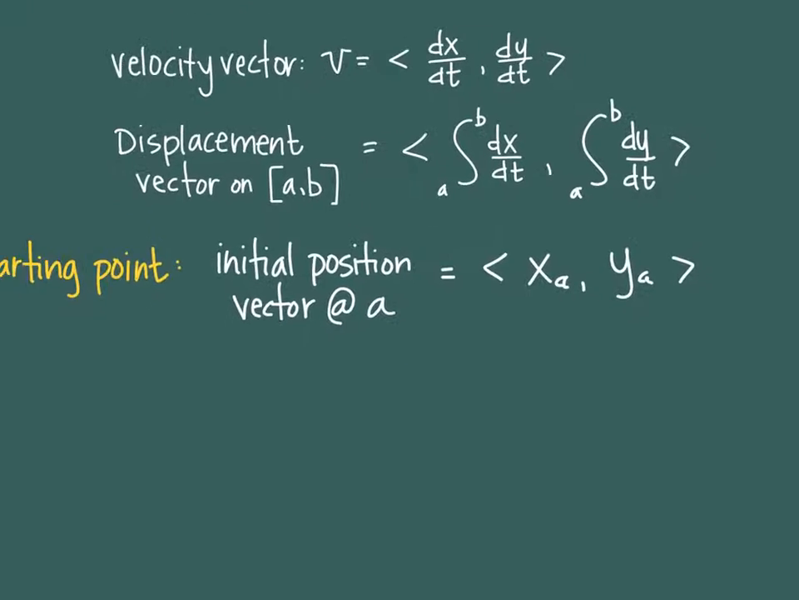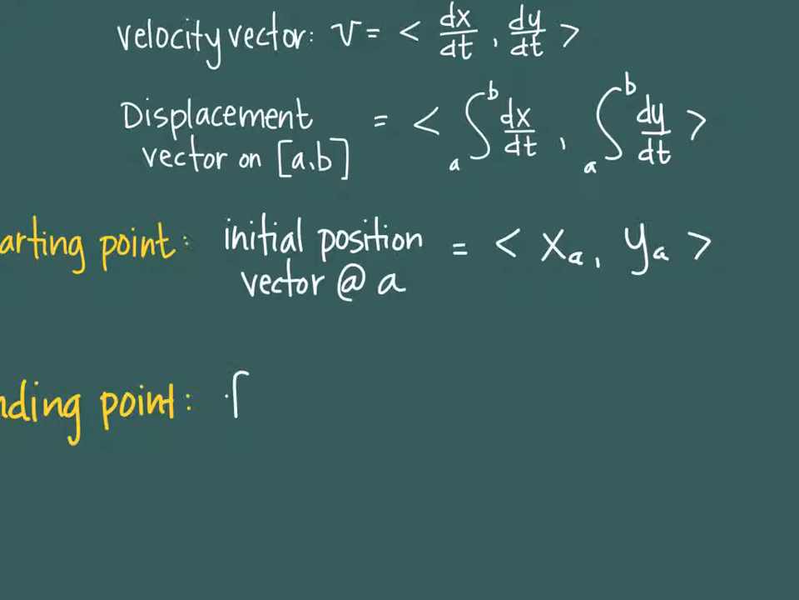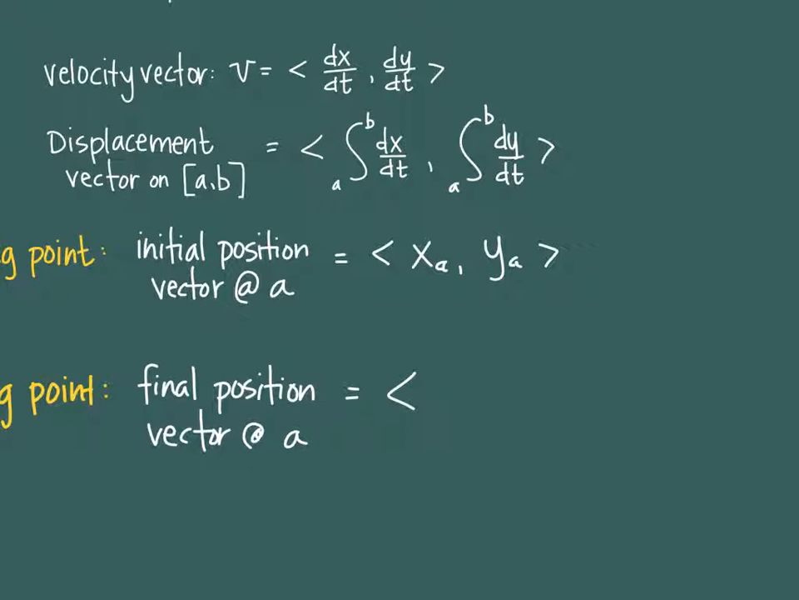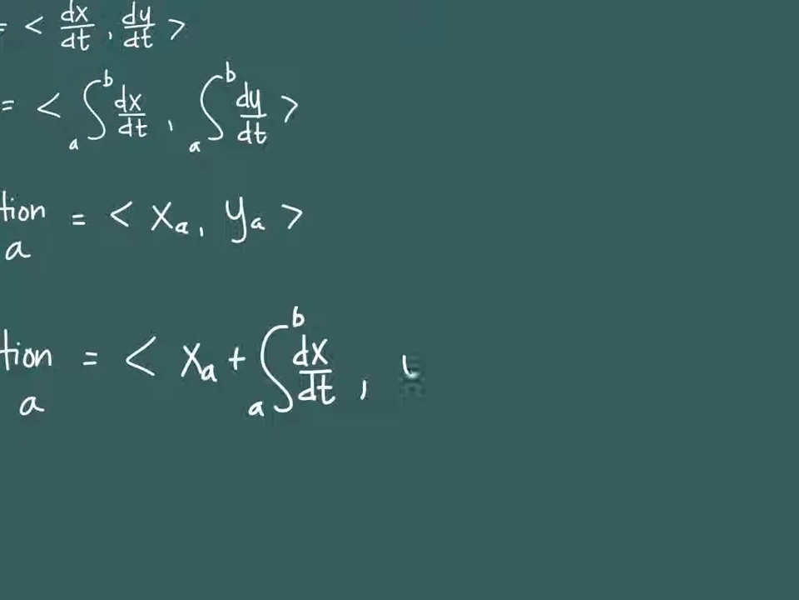So then our final position takes that into account. And so the ending point, that'll be the final position vector at time B. So that would be a combination of the displacement and the initial position. So you're going to add those two together. So you take your x sub A, which is your initial position, and you add to it the displacement over the bounds from A to B. So that'll be the vector for the final position for the horizontal position. And then the same thing for y. We take our initial position, and we add to it the displacement from A to B in terms of y with respect to time.